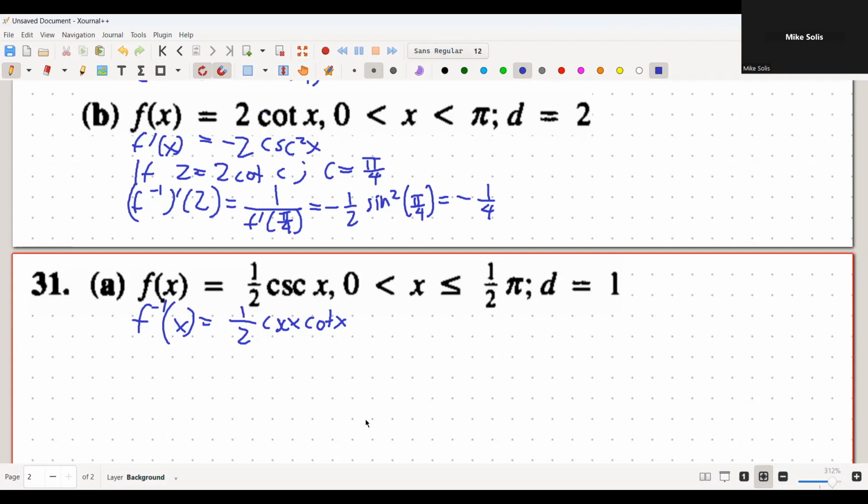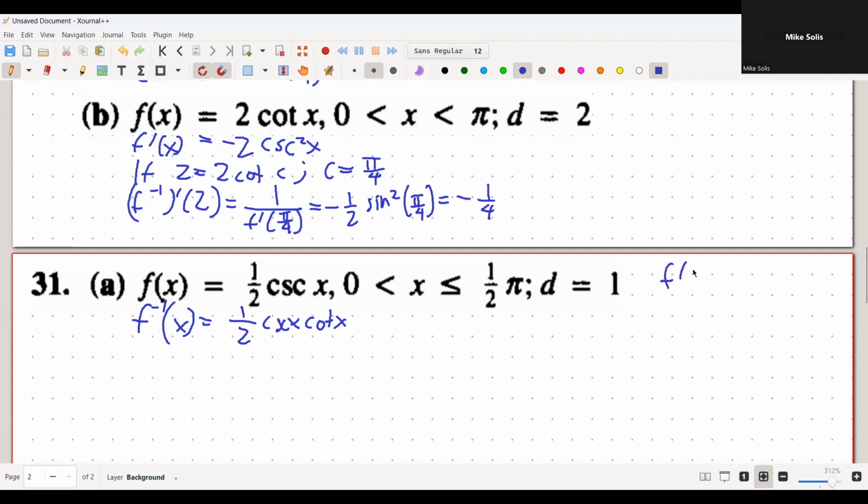Wait, what's the derivative of cosecant? Let's see, the second one, secant x, is tangent x. For cosecant, it should be the co-functions. Yes, but please work out the derivative using the chain rule.